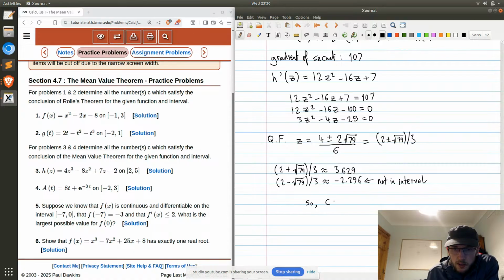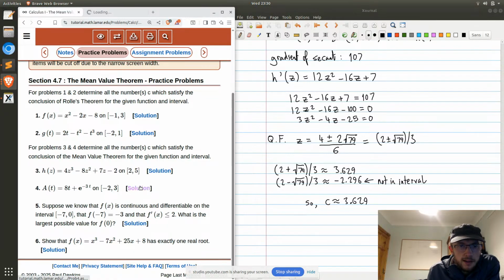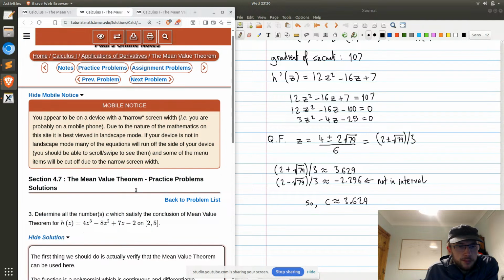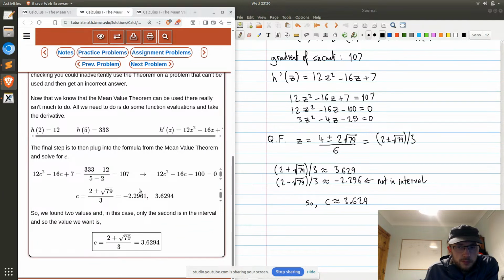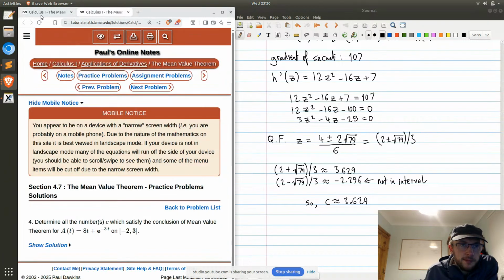So C is 3.629. That's what I say. Let's see if it's so. Let us see if what I say is so. See, it's correct.